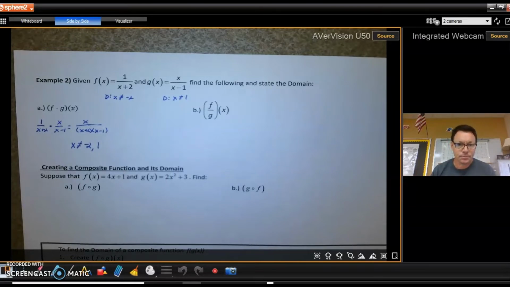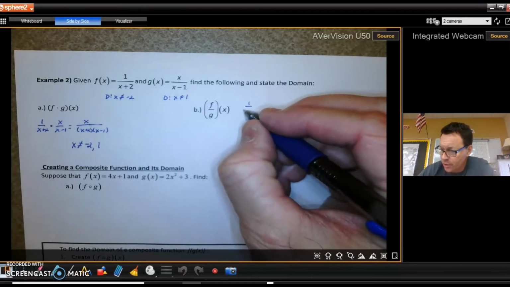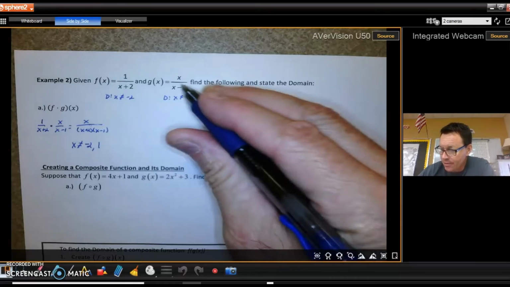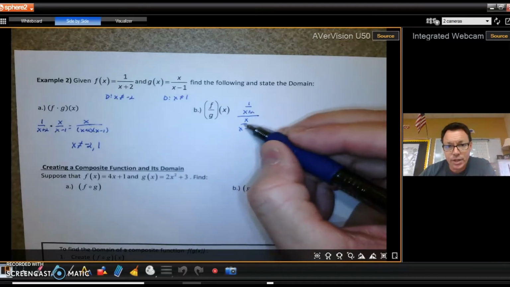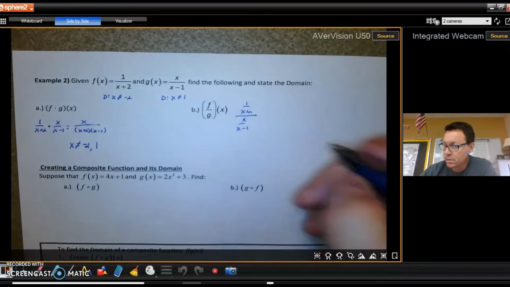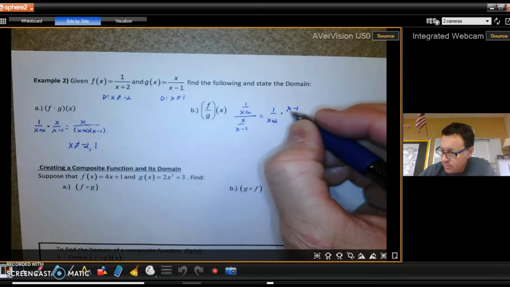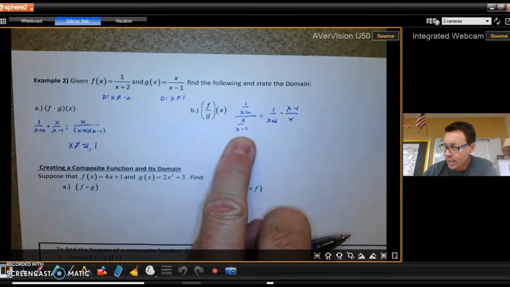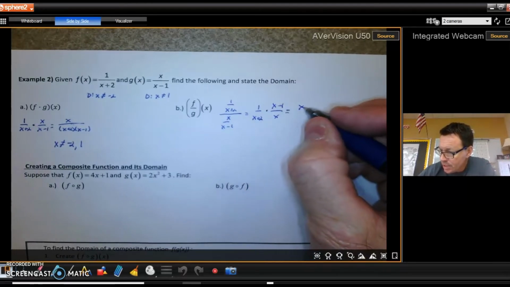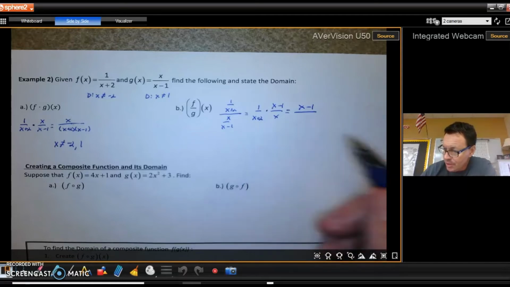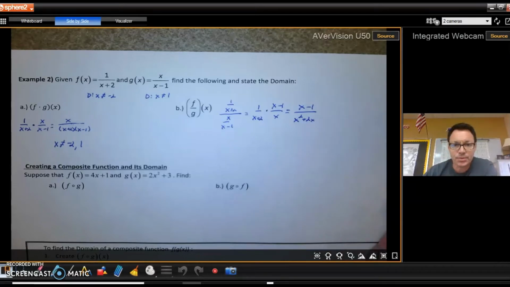Let's look at B. B says, what is f divided by g? Okay, so I've got function f, which is 1 over x plus 2, and I'm dividing it by function g, which is x over x minus 1. Now, to divide by a fraction, you actually multiply by that fraction's reciprocal. So let's see if we can simplify by doing that. So I'm going to flip this fraction, and now I'm going to multiply. Well, looks like there's not a whole lot happening. 1 times x minus 1 is x minus 1, and then x plus 2 times x is going to be x squared plus 2x.